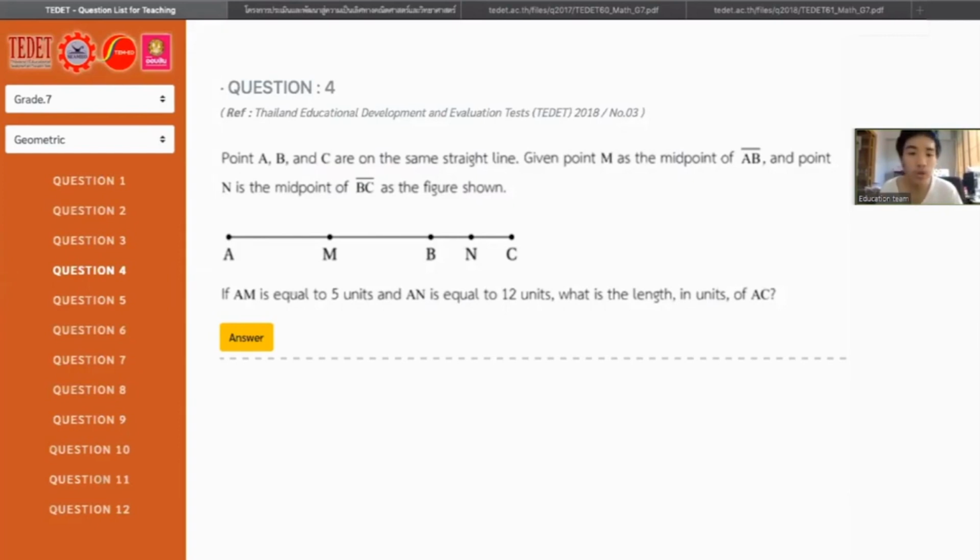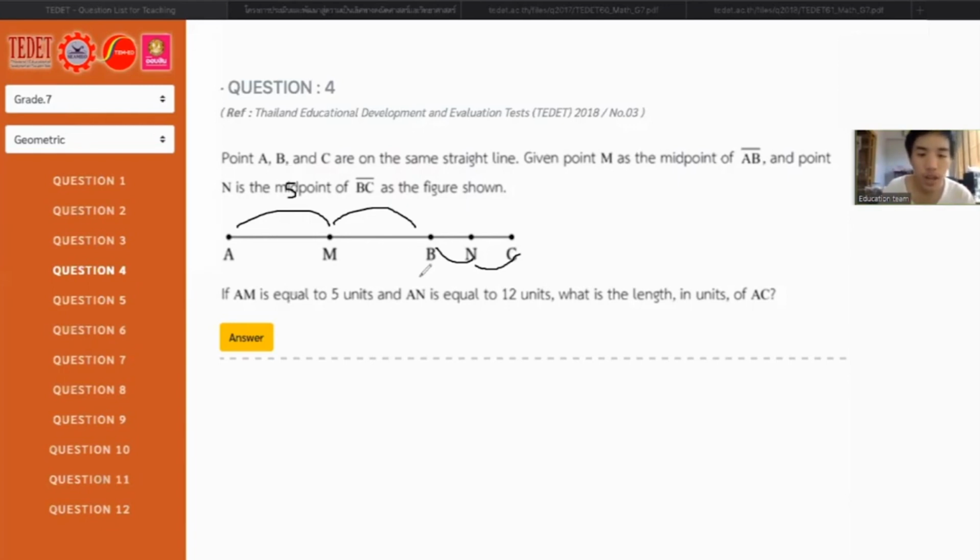M and N are midpoints. So M is the midpoint of A and B. So we're saying this bit is equal to this bit. N is the midpoint of B and C, right? So we also have this and this is equal. And we say that AM is 5 and AN, this whole bit, is 12. We're looking for the length of AC, so the whole line segment.